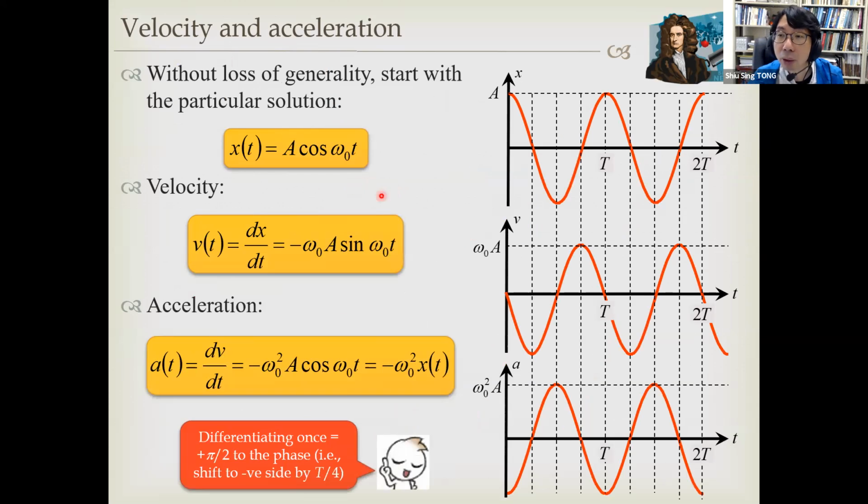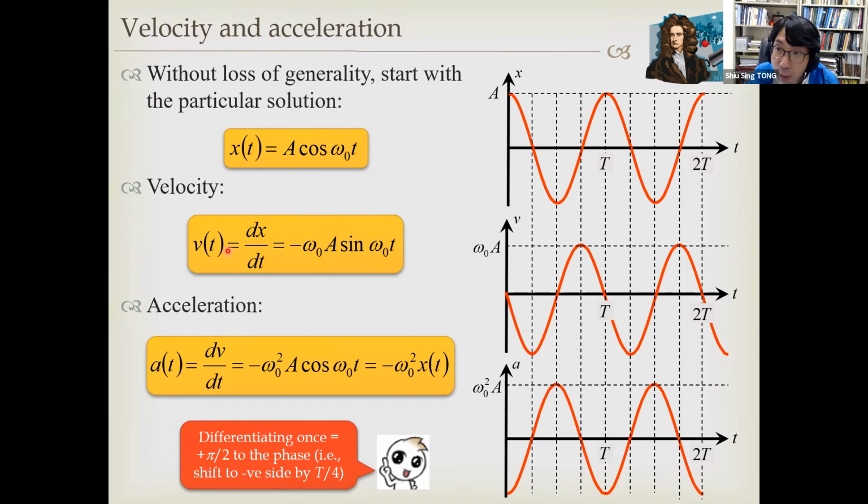Now let's also take a look at the velocity curve and acceleration curve. For simplicity, we ignore the phase angle. We put the phase angle phi to be 0, and we look at the particular solution A cosine omega naught t. If I differentiate it to get the velocity, I will have minus omega naught A sine omega naught t, right? Cosine becomes a minus sine, and we take out a factor of omega naught.